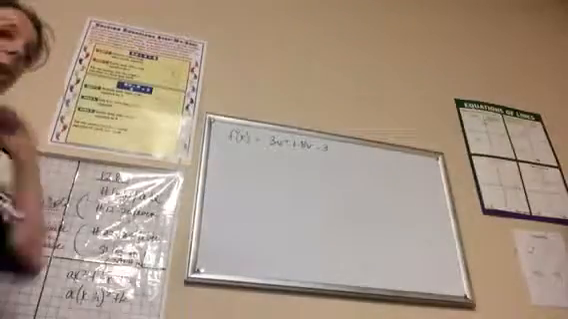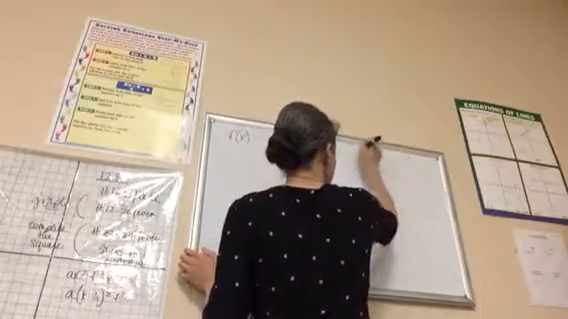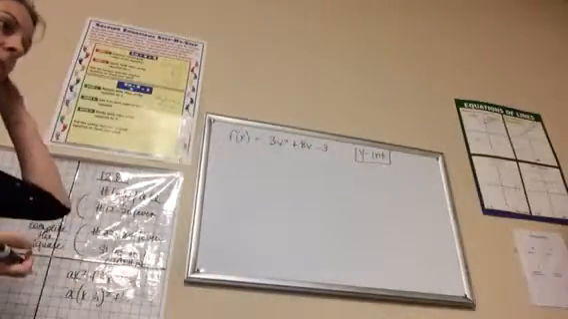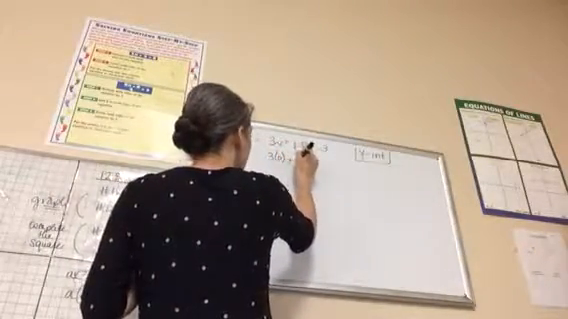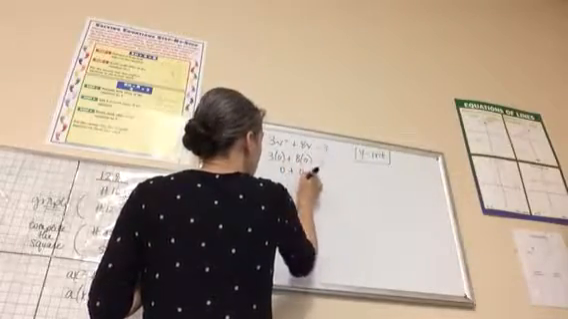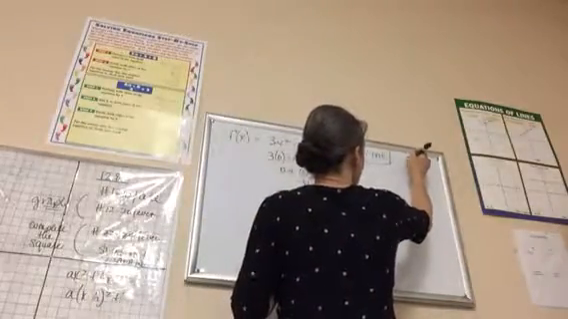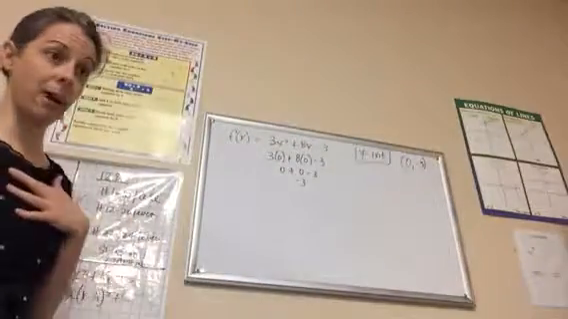Now, I've got to do several things. One thing I've got to do is find the y-intercept. How am I going to do that, Jax? I'm going to turn the x's into zeros. Correct. Okay, so I know my y-intercept is 0 and negative 3, right?